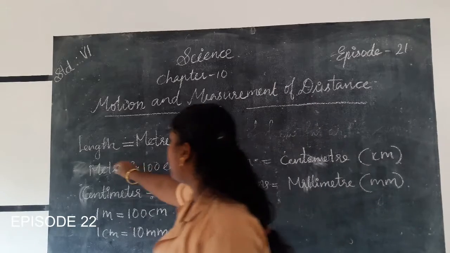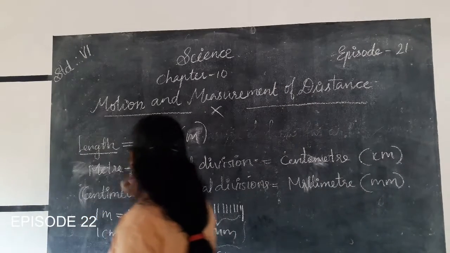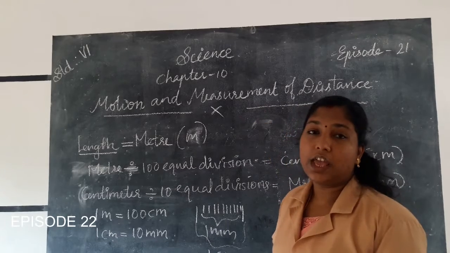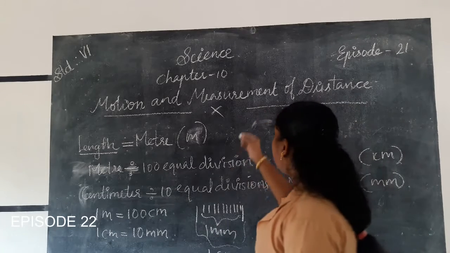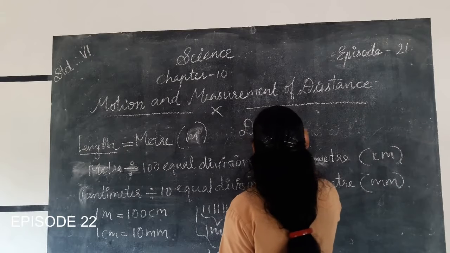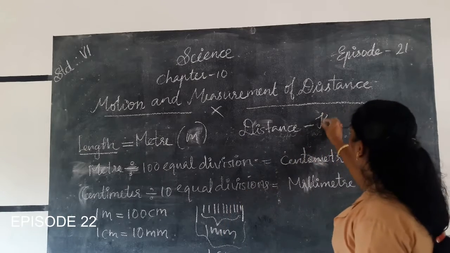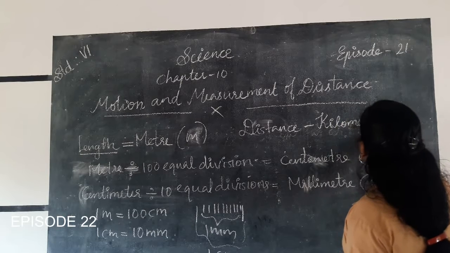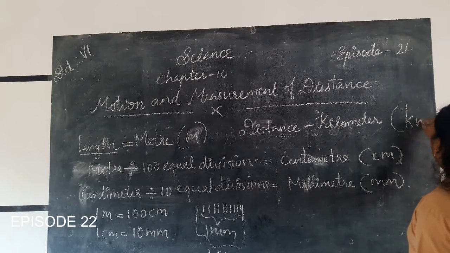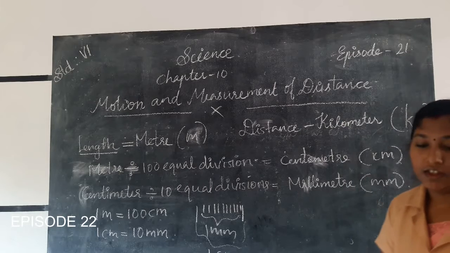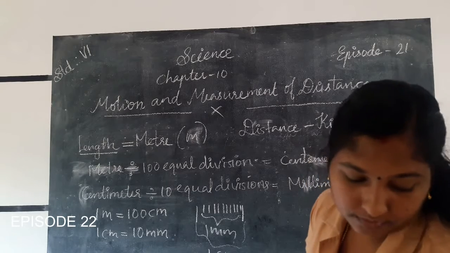Next, the SI unit of length is meter. Do you know the SI unit of distance? Distance is measured in kilometer. It is denoted by km, small k, m.